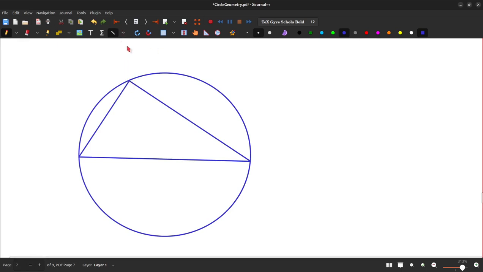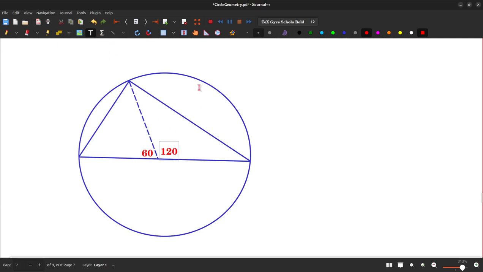Maybe let's just draw a line here going to the center. Maybe that's the center there. Now let's just say this angle is 60 degrees. And then the angle on the other side, since both of these angles should give us 180, we are expecting it to be 120 degrees.